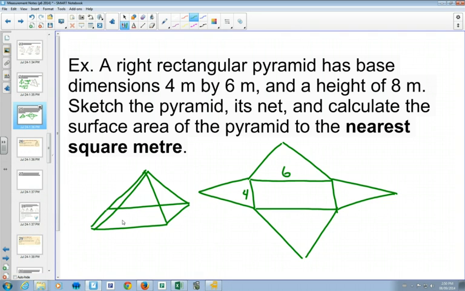The height is 8. Now one thing we have to be careful with here is with a word like height, you might be tempted to draw all of these lines in these triangles in the net as 8. But that's a slant height. So when it's talking about height, that's going right from the middle to the top. That's where the 8 is.